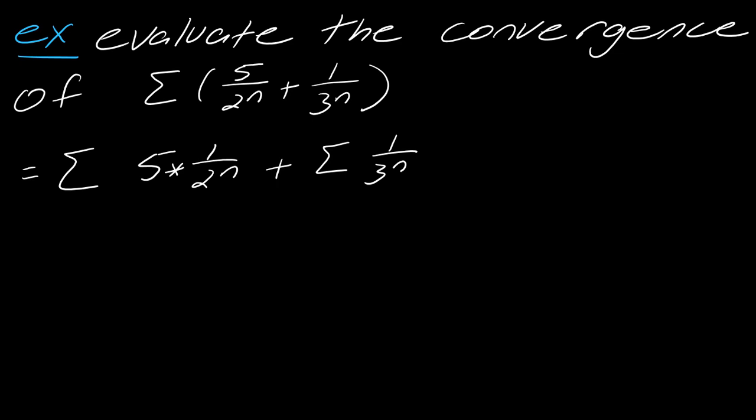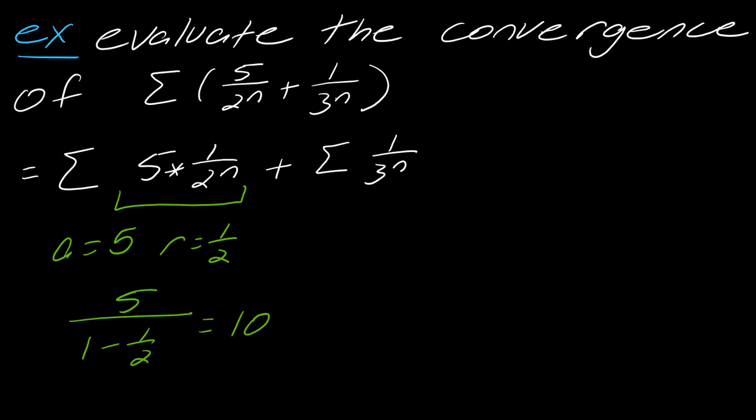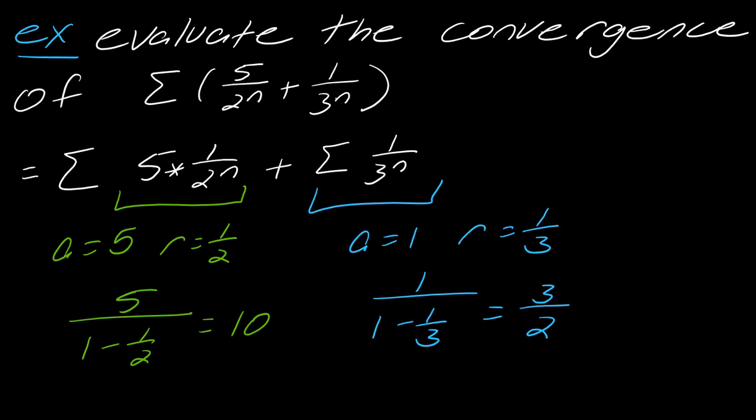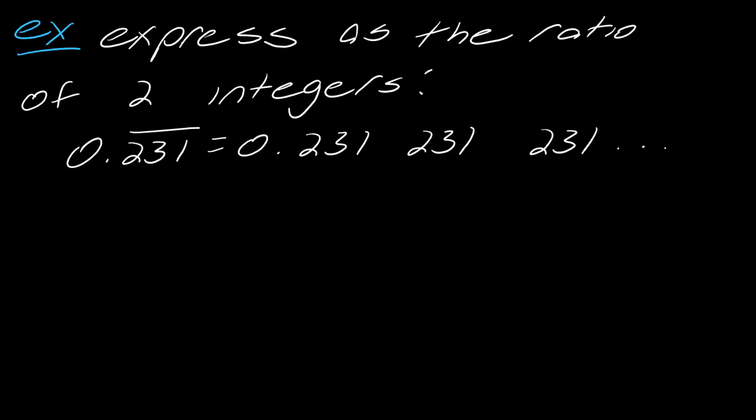Okay, so in this case, my first series, my a will equal 5 and my r will equal 1/2. If I plug that in, I get 5 over 1 minus 1/2, so this will equal 10. For the other one, my a is 1 and my r is 1/3, so I'll have 3/2 for this other sum. Then I can just combine those two to get 11.5. And so that is another way that we can evaluate convergence. We can break it up if we need to.